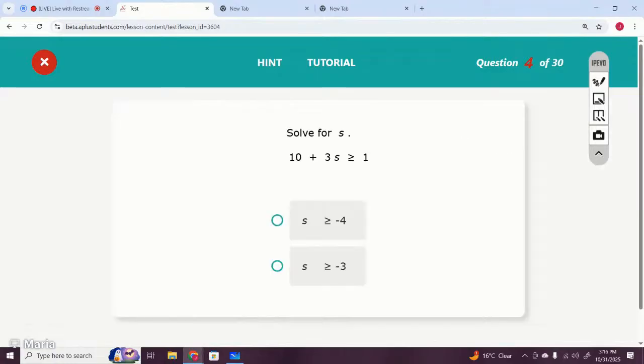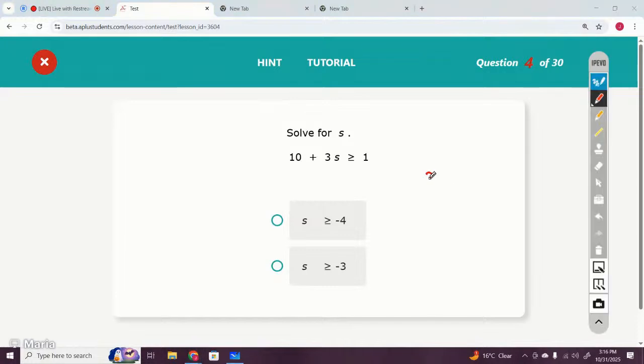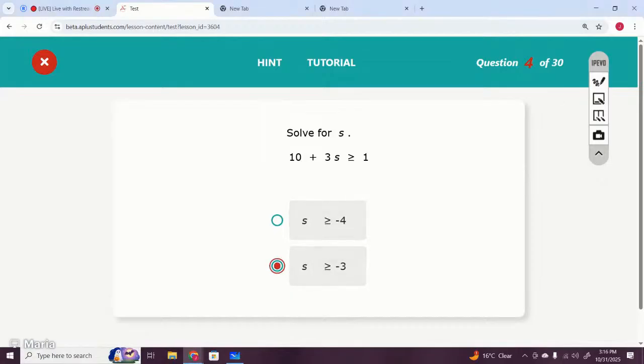Solve for S. 10 plus 3s is greater than or equal to 1. So 3s is greater than or equal to negative 9. S is greater than or equal to negative 3. Option number 2 is the correct option.